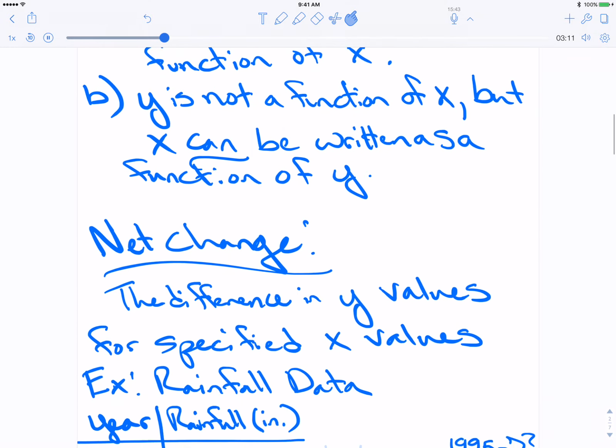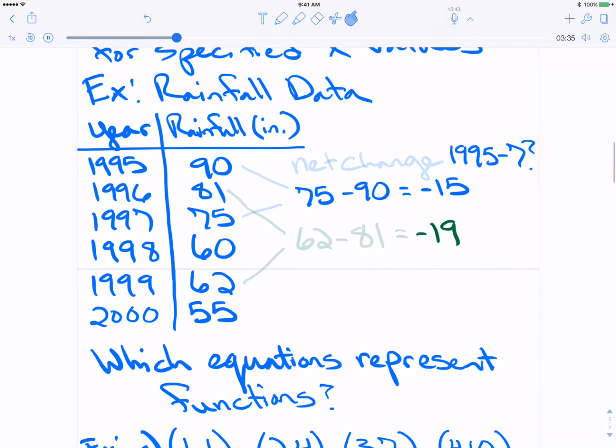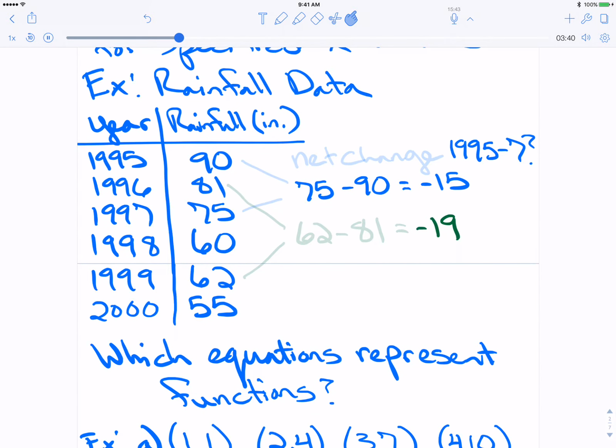Let's move on to net change. So in the last section we discussed first differences where we were just looking at the difference in y values from one data point to the next data point. In this case, net change is talking about, we're asking for the difference in our y values for specified x values. I'm using an example. This is a table of rainfall data for years from 1995 through 2000, and the rainfall is measured in inches for that year. Now, the first difference, I would take 81 minus 90, and I would have negative 9 inches, but that's just a first difference.